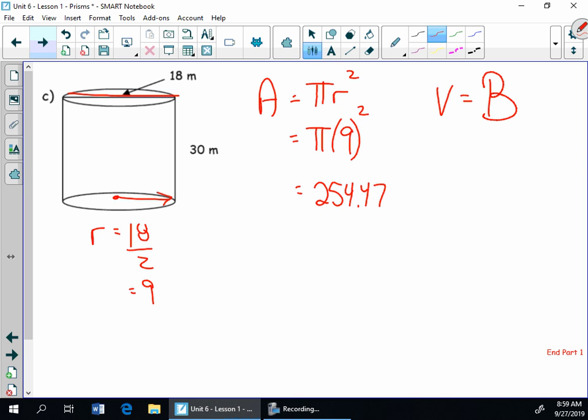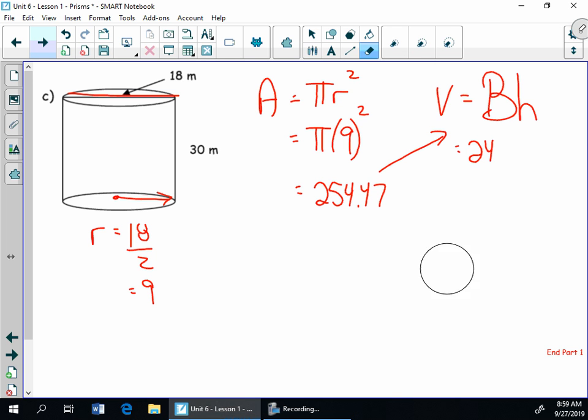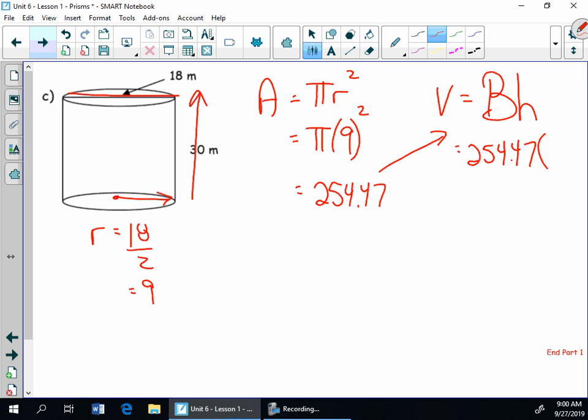How do I find my volume? Same thing. Big B times H. The base, that's that number, 254. Times how many circles are stacked up? Well, a whole bunch of them. 30 meters worth of circles. That's my height. And it comes out to, it's a big number this time, 7,634.1 meters cubed.